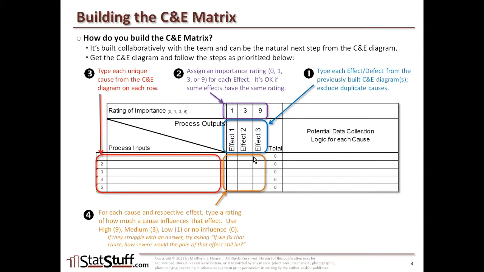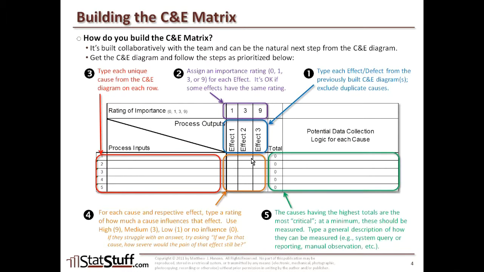And this is where you're going to spend the majority of your time plugging in the numbers for what the team believes are the level of influences or impact each of those potential root causes has on each effect. And by doing that, it's going to calculate for you automatically a number in this total column.